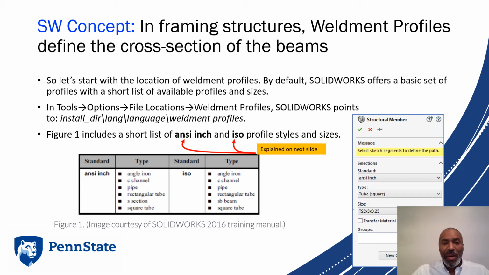So this weldment profile, like I said, defines the cross-section of the beam. You can get into this by looking through SolidWorks tools, options, file locations, weldment profiles, and within that, SolidWorks actually points to a specific location on the hard drive listed here. That's going to be important in the tutorial because when you're defining your own weldment profile, SolidWorks actually needs it to be in a specific directory.